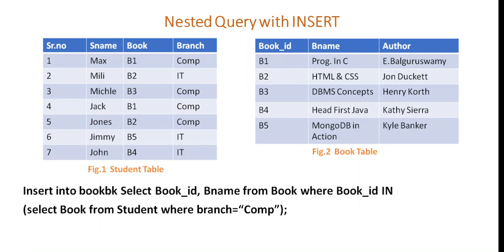Here the book BK table structure is already created. So we insert data into the created table by selecting data from different tables. So here we are creating the book BK table which consists of data for books that are issued by computer department students. For this, first we need to fetch data for books which are issued by computer department students. Then we compare that data with the book table, and then we assign that data to the book BK table. Okay, so this is how we can insert data using a nested query into a new table.